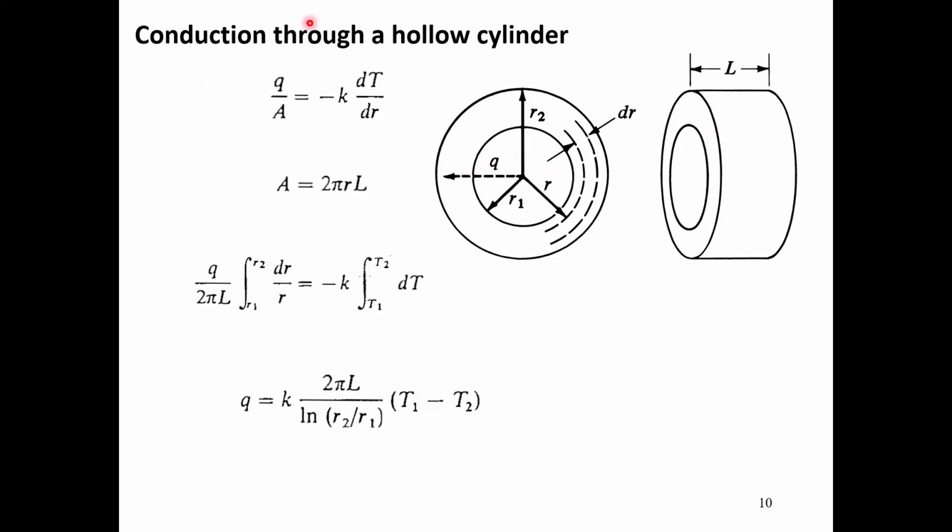To be clear, the area that is normal to the direction of heat transfer is this in the schematic. It should be equal to what? 2 pi r L, 2 pi r multiplied by L. That is your area normal to the direction of heat transfer. As we move from the inside layer to the outside layer, r changes, so this area also changes.